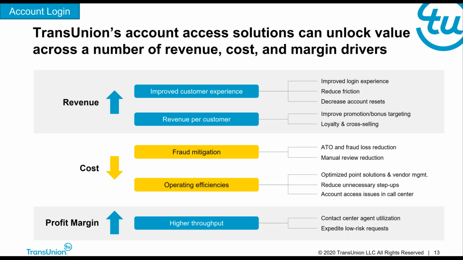Sorry, let me take a step back real quick. Just looking at this chart, the areas in blue are where we're looking at potential for driving increased revenue or increased profit margins. And the areas in yellow are where you could take cost out of your business. So it's important to look at both sides of that coin.